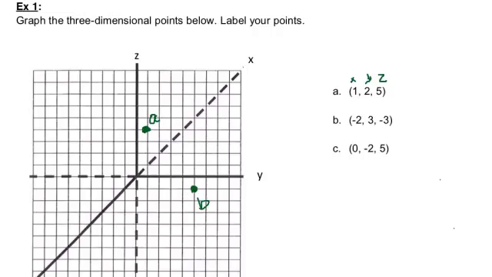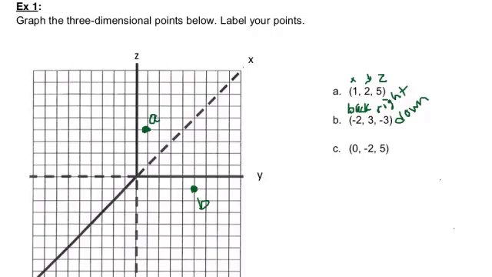Again, negative 2 told us to go back 2. Positive 3 told us to go right 3. And negative 3 told us to go down 3. So for the x value, we're going towards us or backwards. Y is left and right, z is up and down.